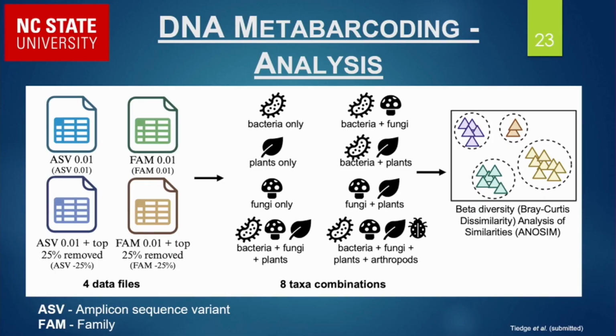So we wanted to analyse our data at the sequence level and the family level. And then we also, these bottom two here, we wanted to exclude the top 25% of taxa, sequences or families, because those could be abundant in every sample and could be not providing actually any useful information for the discrimination. So we have those 4 different data levels, and then we also have the different taxonomic combinations here.